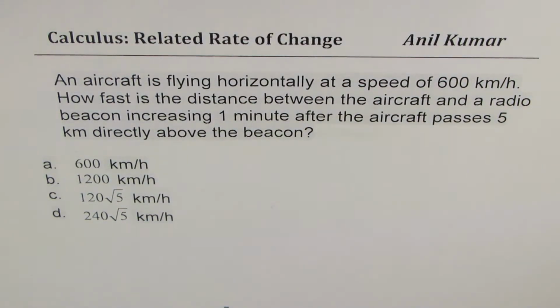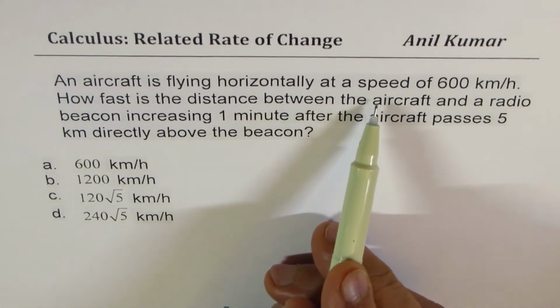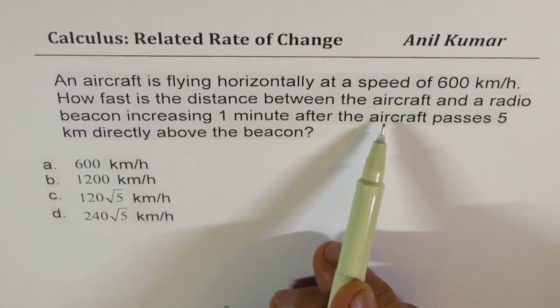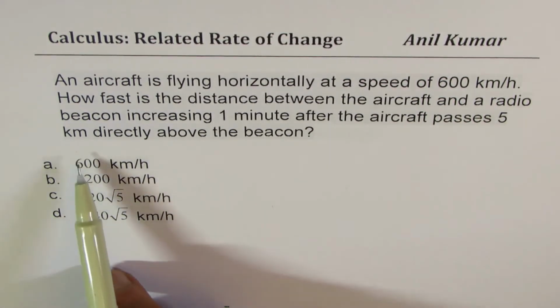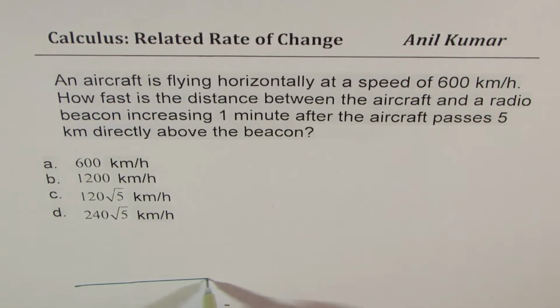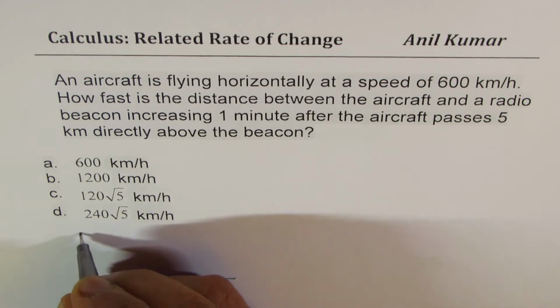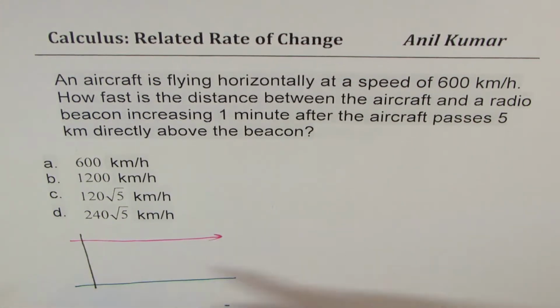So here is the first question on related rate of change. An aircraft is flying horizontally at a speed of 600 kilometers per hour. How fast is the distance between the aircraft and a radio beacon increasing 1 minute after the aircraft passes 5 kilometers directly over the beacon? So let us first sketch a diagram and then we'll relate these two parameters. One is the speed at which the aircraft is flying, which is given to us as 600 kilometers per hour, and that is horizontal, kind of like this, right?